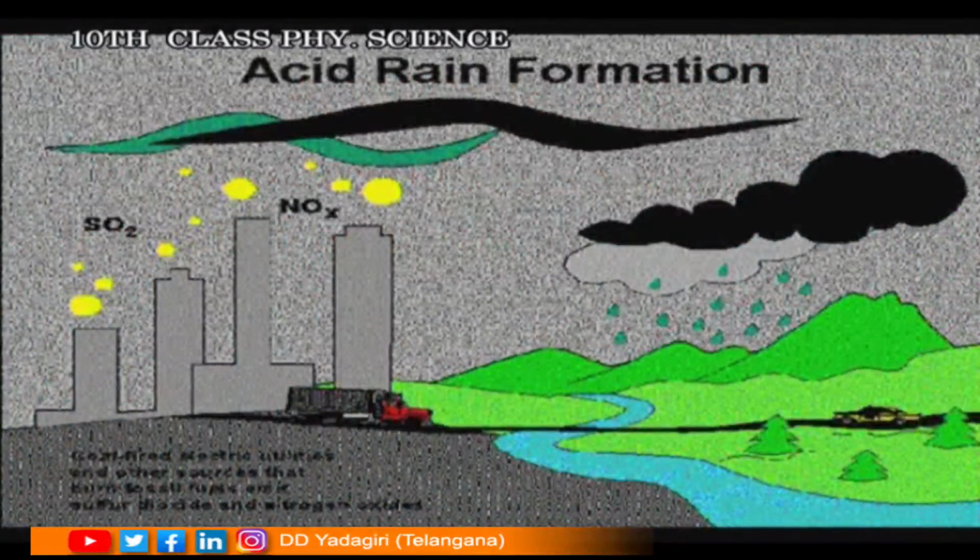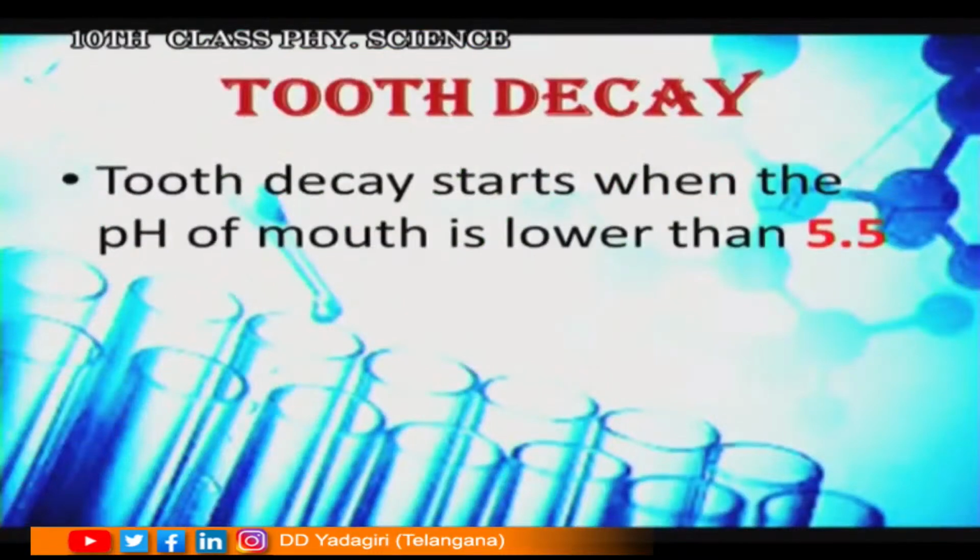Why do we get acid rains? Because of pollution. The sulfur oxides and nitrogen oxides present in air are the cause for formation of acid rains. Let us look at the common example of tooth decay. Tooth decay starts when the pH of the mouth is lower than 5.5.